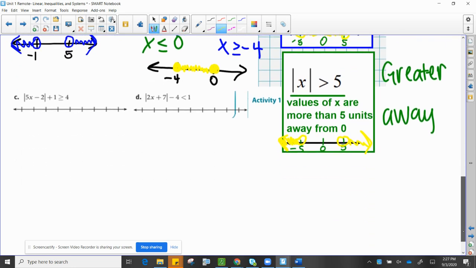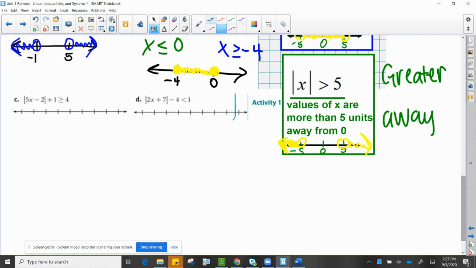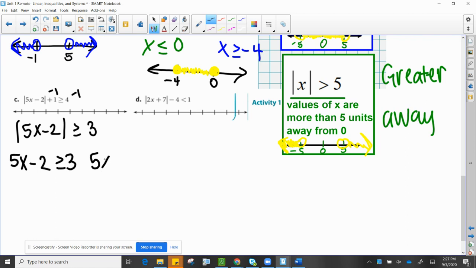I'm going to go through C pretty quick since I've already done 2 with you. So we're going to start by subtracting 1 on each side. So 4 minus 1, that's going to give me greater than or equal to 3. So now that my absolute value is isolated, I can go ahead and split into 2 equations. First one staying basically the same. Flip the sign, flip the number on the second equation.